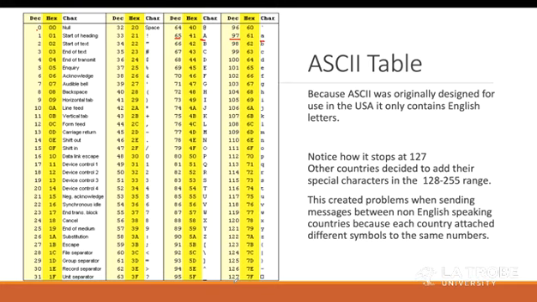That's because ASCII was originally designed for use in the USA, and it only contains English letters, but other countries decided to add their special characters in the rest of the range. So the range is from 0 to 255, but here you can only see up to 127. Depending on the country, they decided to add the special characters in the rest of the space, which is from 128 to 255. But again, there were many problems because of those additions.